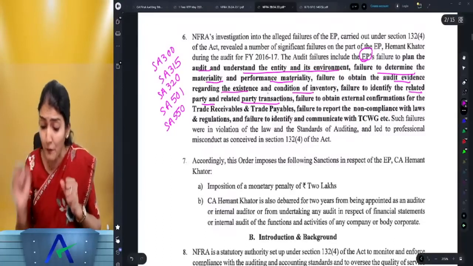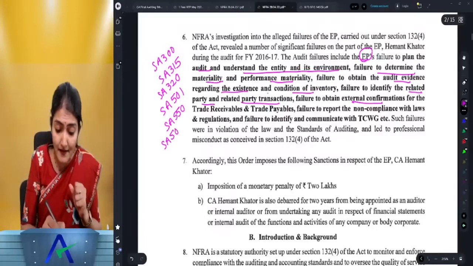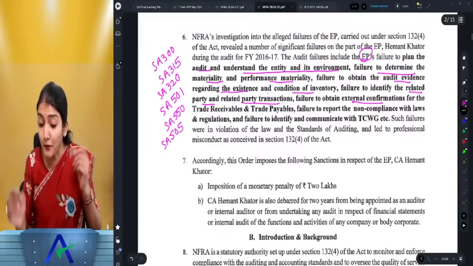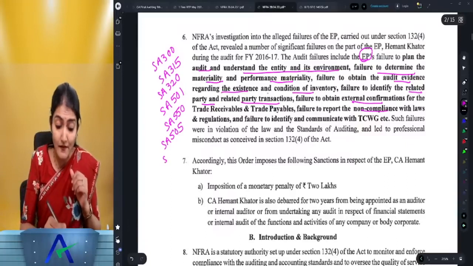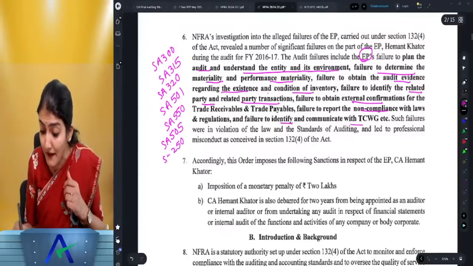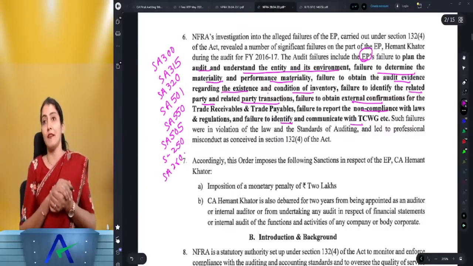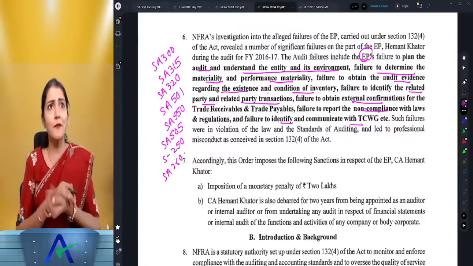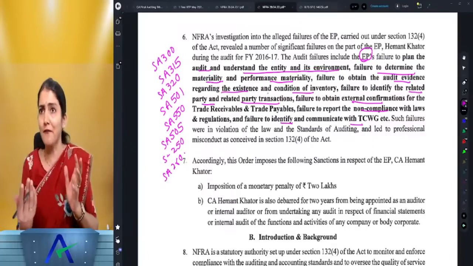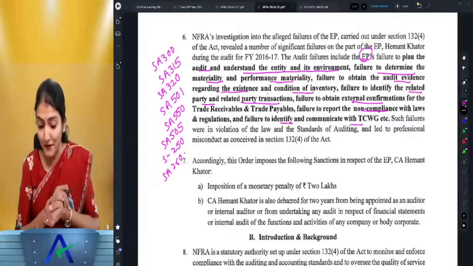Then failure to obtain external confirmations for trade receivables and trade payables, that is SA 505. Failure to report the non-compliance with the laws and regulations, that is SA 250. Failure to identify and communicate with TCWG, that is SA 260. Were you able to identify these with me? If you are able to identify, that means you know about these particular auditing standards.